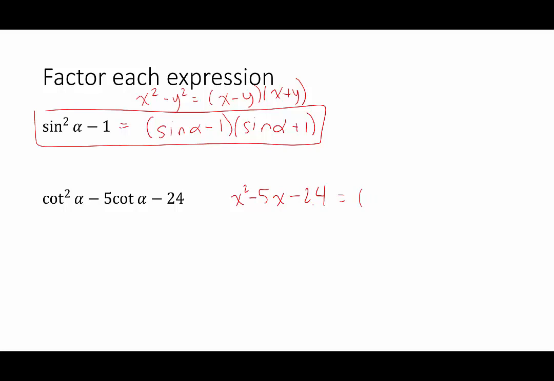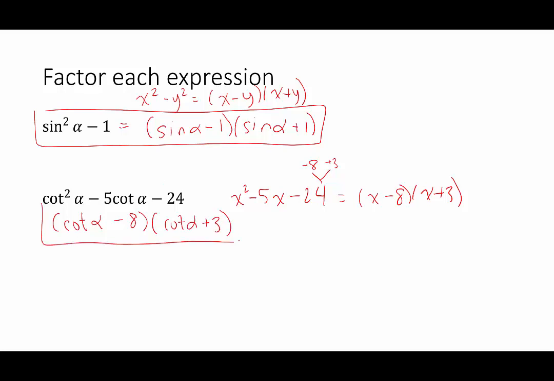This is going to factor into, let's see, target product is negative 24, target sum is negative 5. How about negative 8 and positive 3? Those multiply to negative 24, they add up to negative 5, so it would be x minus 8 times x plus 3 is how we would factor this. How does that help us over here? Well, now we're going to go back to replacing x with cotangent. So we would have cotangent of alpha minus 8 times cotangent of alpha plus 3. And thus we factored it.